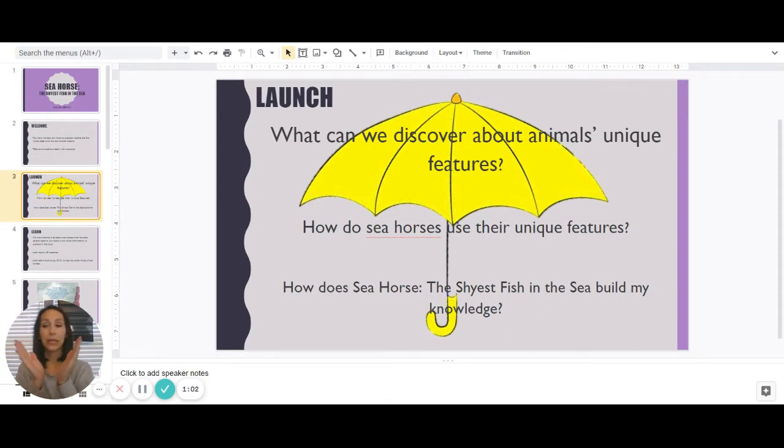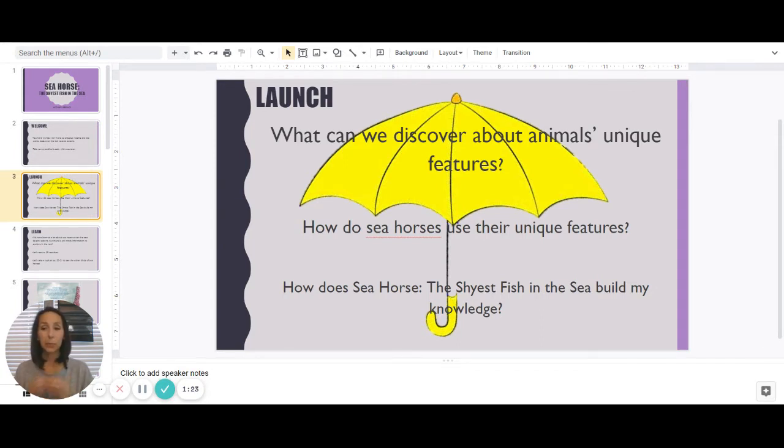And then our slice of pizza question: how do seahorses use their unique features? We've spent a lot of time learning, talking, and working on seahorses and their unique features. So I think we've done a good job to answer that. You have written an informative paragraph about that. So we've done a great job.